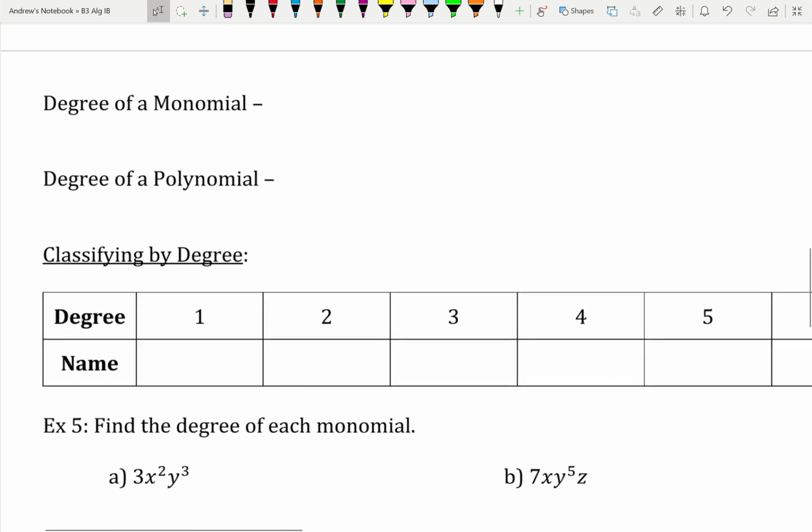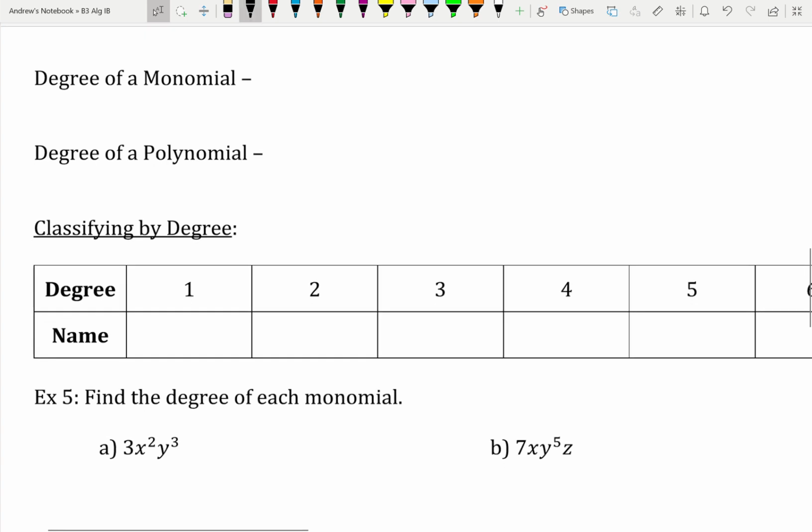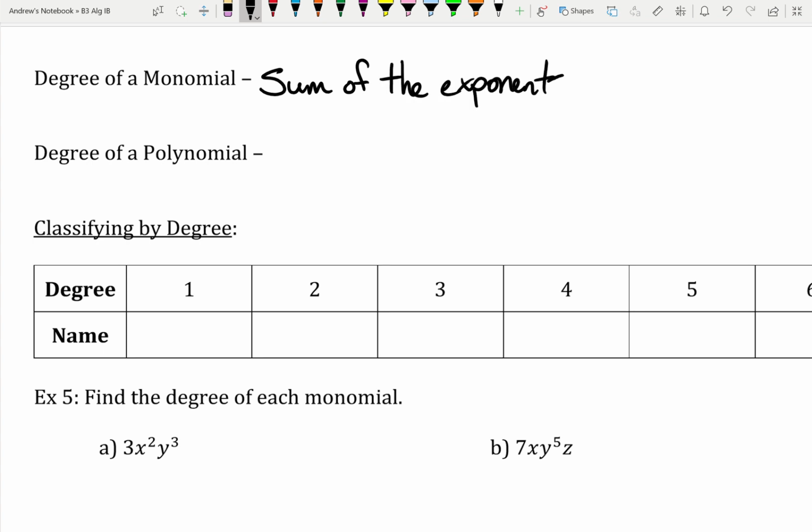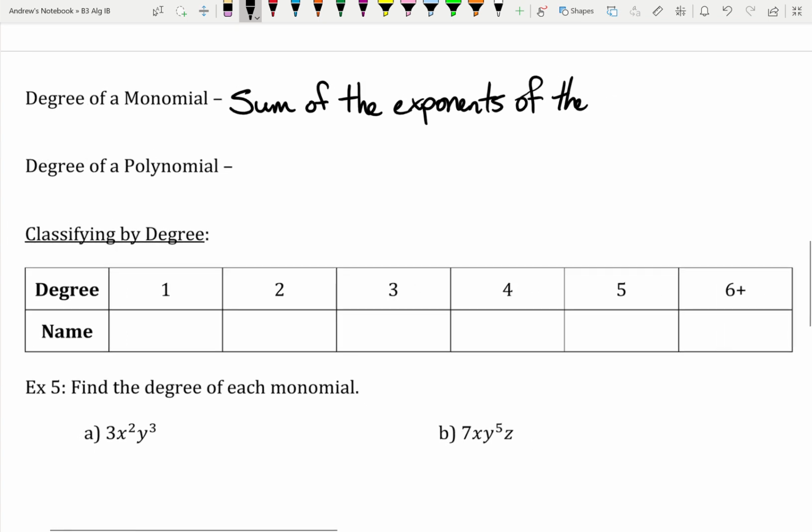So we've got the degree of a monomial. We're going to first classify them as monomial, binomial, or trinomial, or sometimes just polynomial. But then after that, we can figure out the degree depending on what it is. Monomials have their own special rule for it. The degree of a monomial is just the sum, so you're just adding together the sum of the exponents of the variables. Oops, my little recording thing is on top of it. Sum of the exponents of the variables.